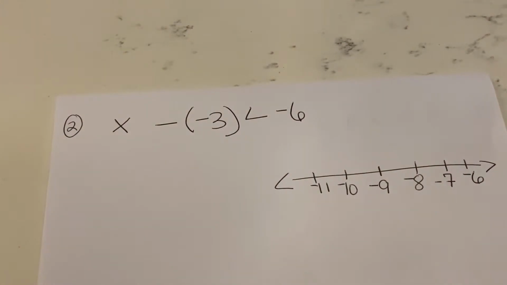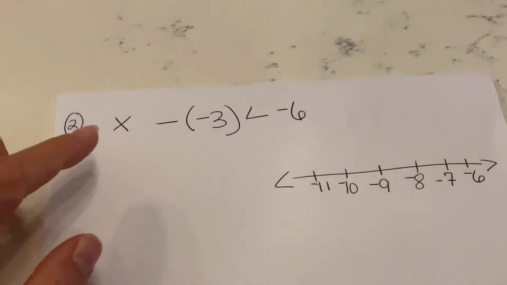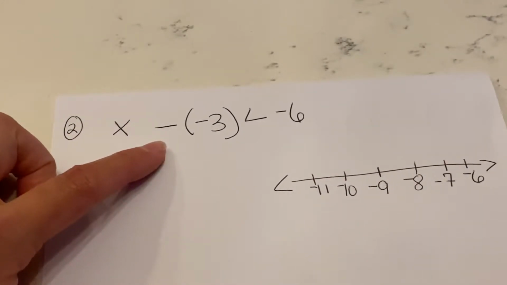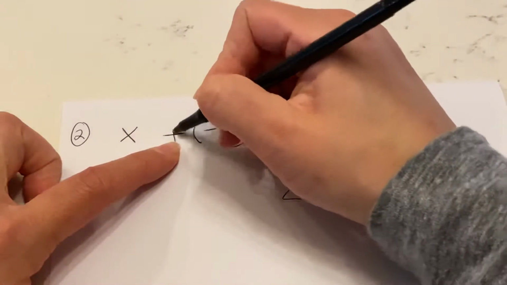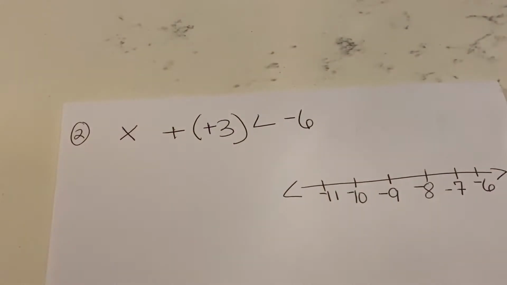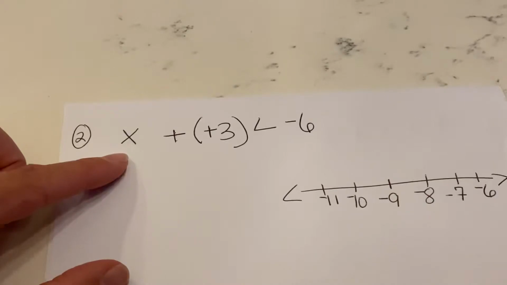So it says x minus a -3 is less than -6. Before you can even bring the 3 over, you need to apply the subtraction rule. Because I see a double negative, my first step is I need to change it, make it into a positive. All right, so now what I really have is x plus 3 is less than -6.